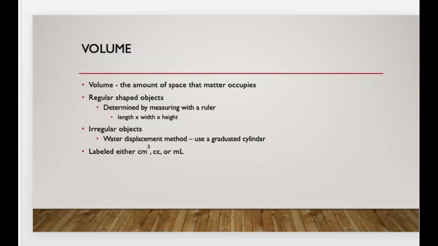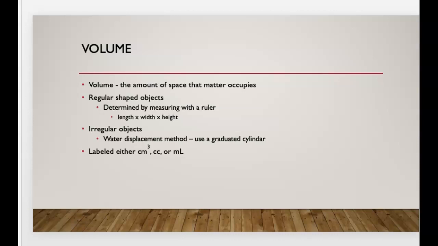When we measure the volume, if it's a regular shaped object, that's where you're going to measure with a ruler, length times width times height. If it's an irregular object, we use something called water displacement. So you start with a graduated cylinder, you put in a set amount of water, let's say 30 milliliters of water. You drop the object, the ending volume goes up to 39 milliliters. Well, that means 9 milliliters of that space is due to the object. So you take ending volume, subtract the initial volume to get the volume for that irregular object.